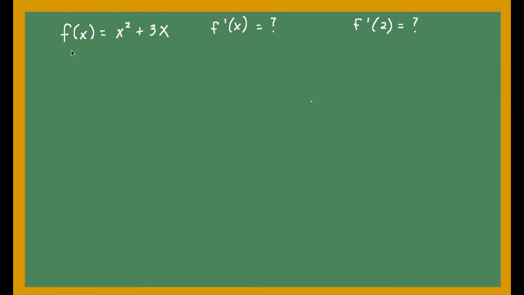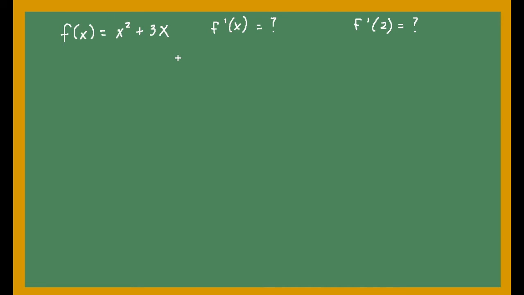Let's try another example. We have f of x equals x squared plus 3x. We want to find the derivative, f prime of x, and then we're also going to find the derivative at x equals 2. So the slope of the tangent line, the instantaneous rate of change, or the slope of the curve at x equals 2. We'll do this first by finding the general derivative using the definition that we've been discussing, and then we'll take that derivative and plug in 2 to that later. But first, let's find the derivative.